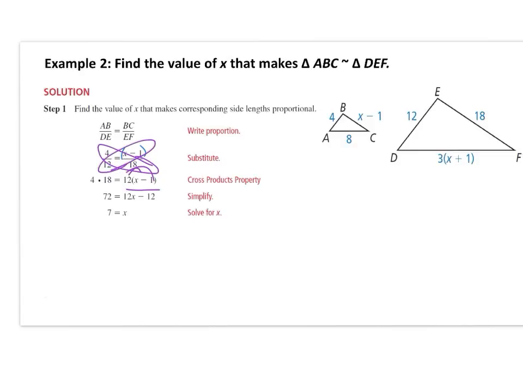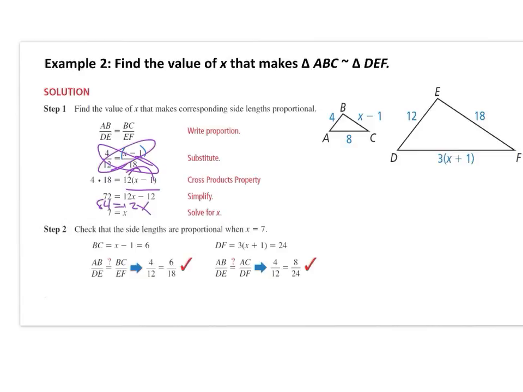Continuing to combine like terms, so we add the 12 to both sides, resulting in 12x equals 84. And then 84 divided by 12. So we get 84 equals 12x in between the steps here, and then divide both sides by 12, resulting in x equaling 7.